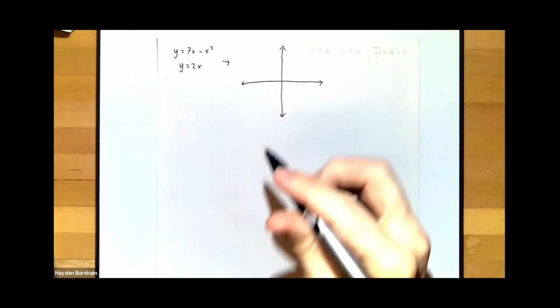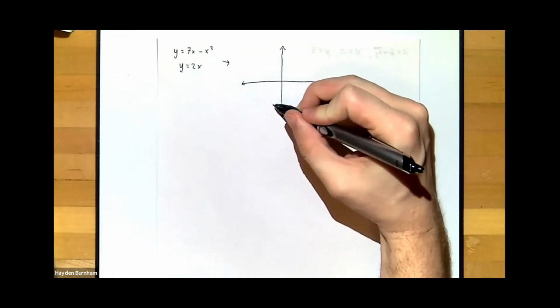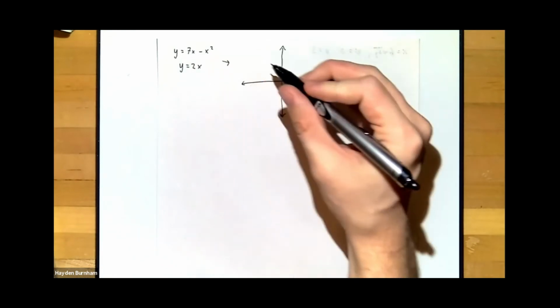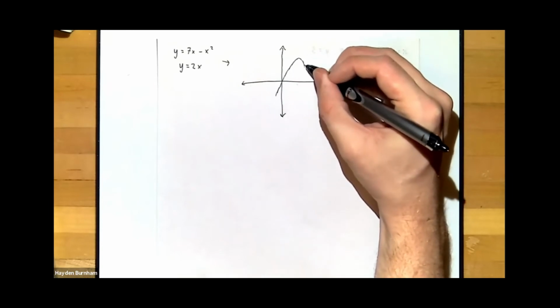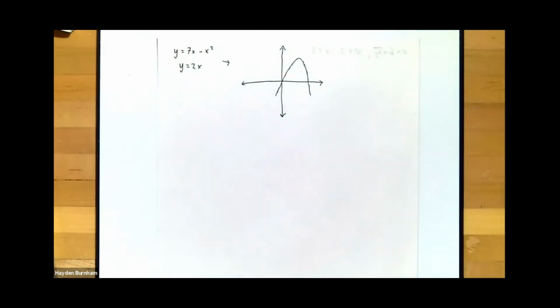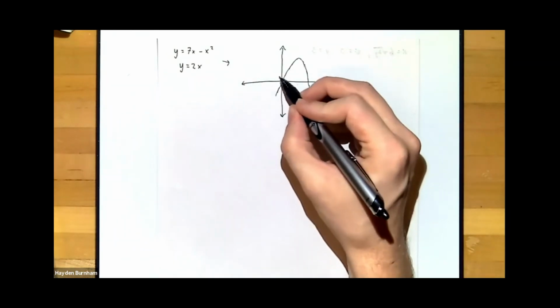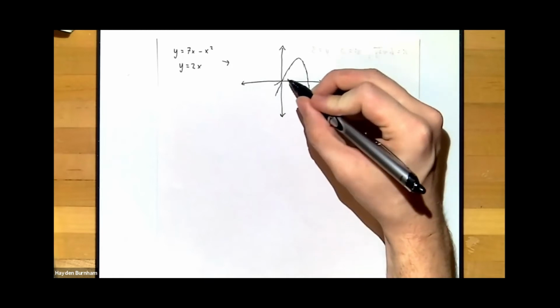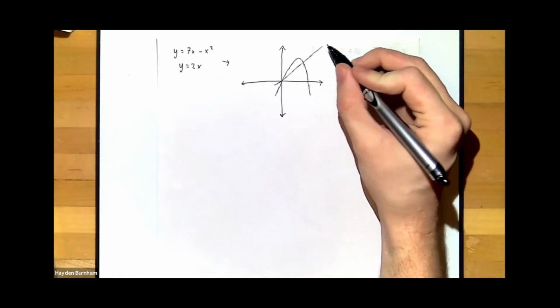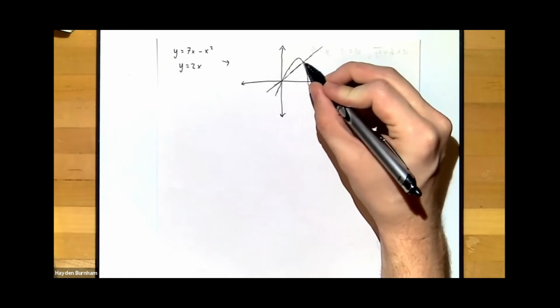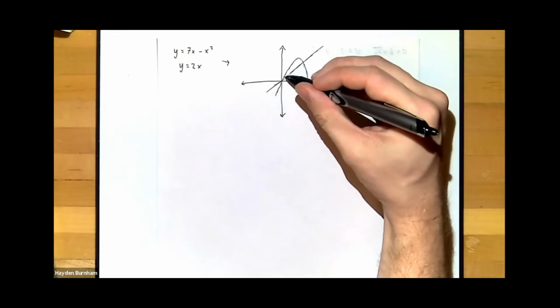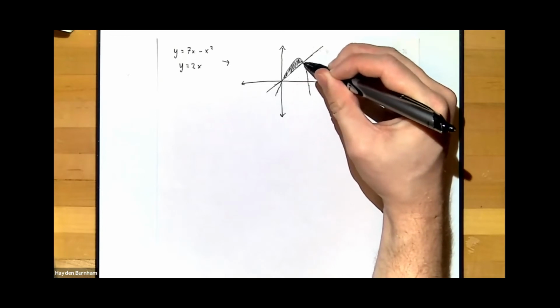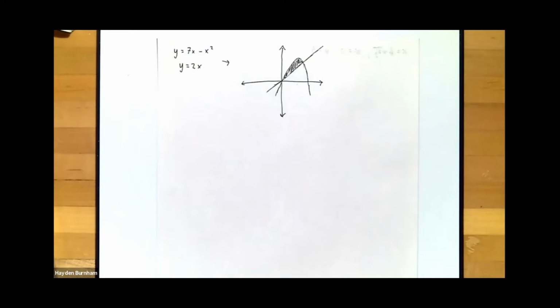When I graph these two, I see that the first graph, 7x minus x squared, is going to look something like this. The second graph, y equals 2x, is going to look something like this. So when it says to find the area between the two curves, it must be talking about this area. And so it's pretty easy once you have identified that.